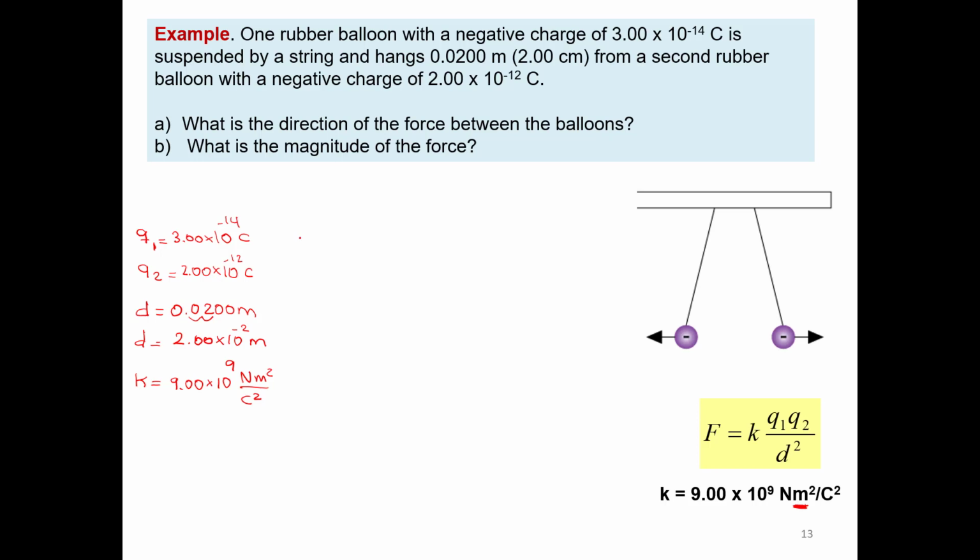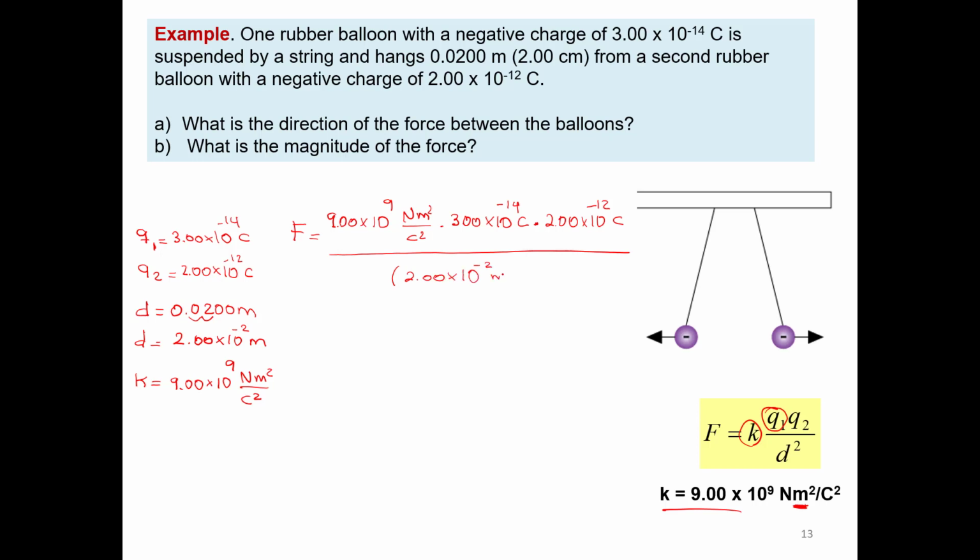Let's now calculate the force. And the force equals K value, but K value is 9.00 10 to the power 9 newton times the first charge, then will be 3.00 10 to the power minus 14 coulomb times the second charge will be 2.00 10 to the power minus 12 coulomb. Divide by the distance, but we need to square the distance. 2.00 10 to the power minus 2 meters.